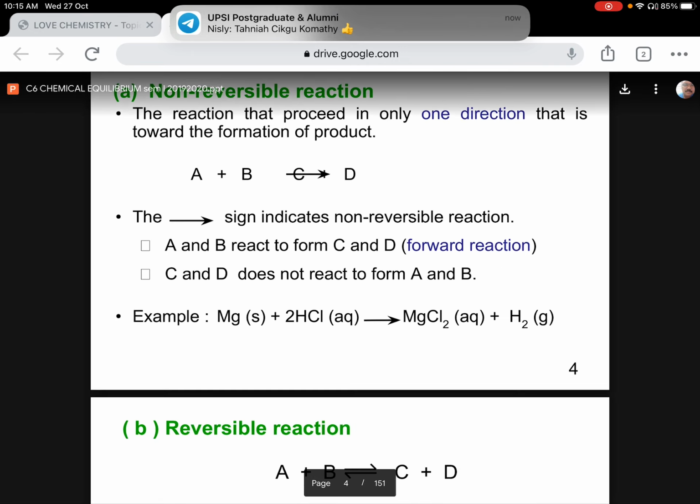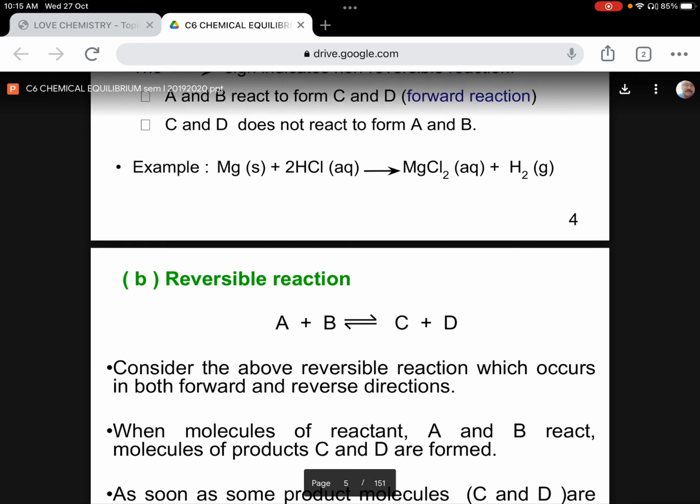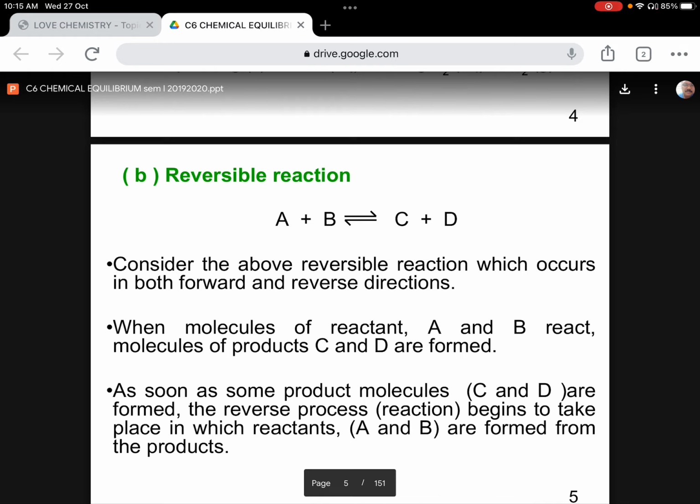For example, magnesium reacts with hydrochloric acid aqueous, produces magnesium chloride and releases hydrogen gas. This is a non-reversible reaction. For reversible reaction, this is the arrow that we normally use in the equation. A plus B in equilibrium with C plus D. Consider the above reversible reaction which occurs in both forward and reverse directions.